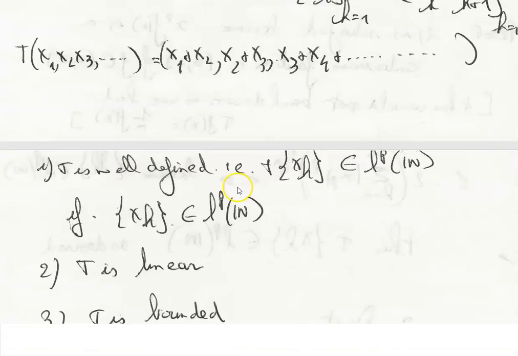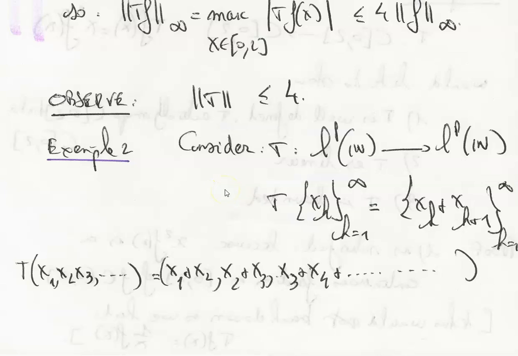So let's take a second example. Let's consider the linear map T, which goes from l^p(N) to l^p(N), which applies to a sequence. Let's define this linear map that applies to a sequence (x_k) for k from 1 to infinity and gives us a new sequence, which is formed by x_k plus x_{k+1} for k from 1 to infinity.